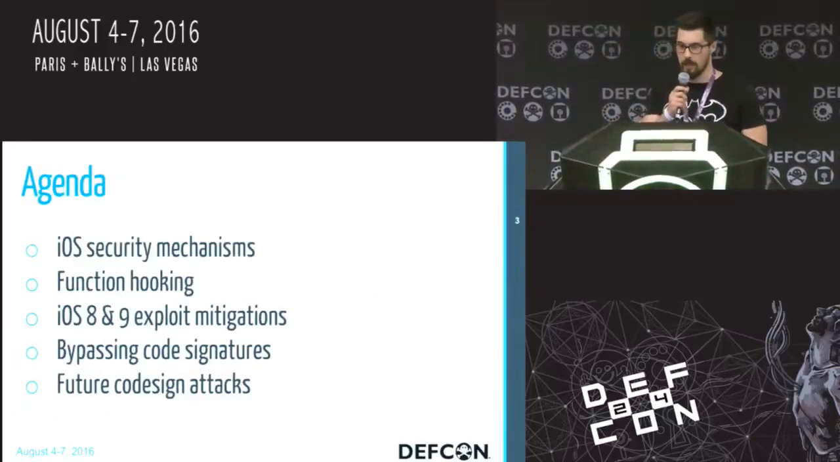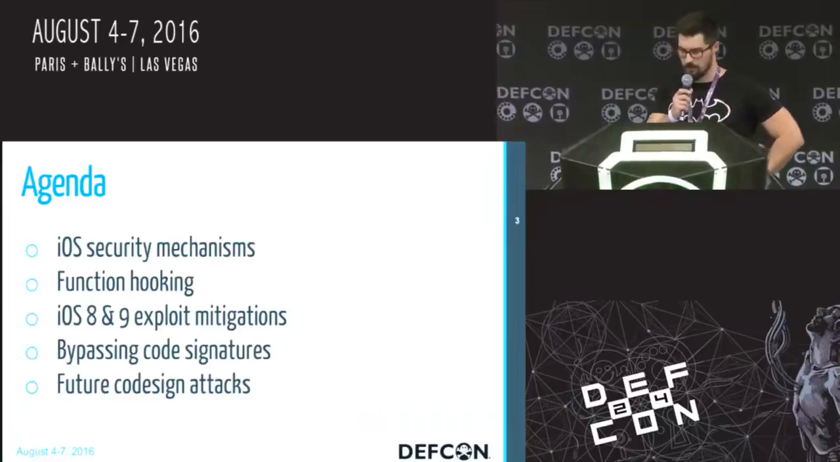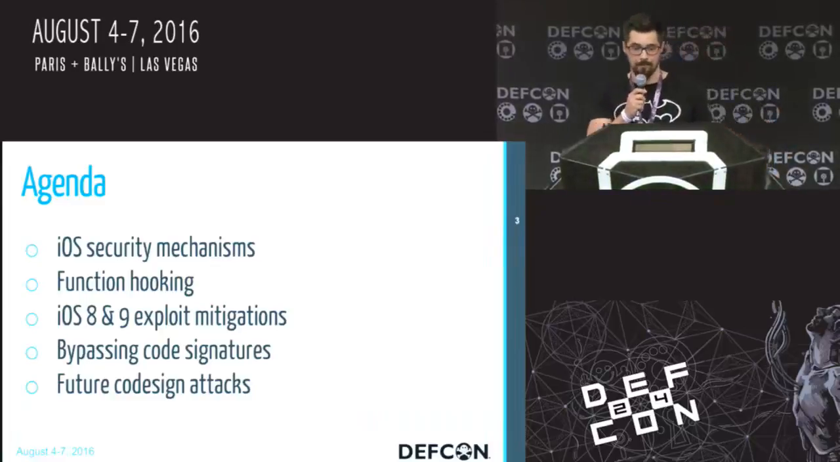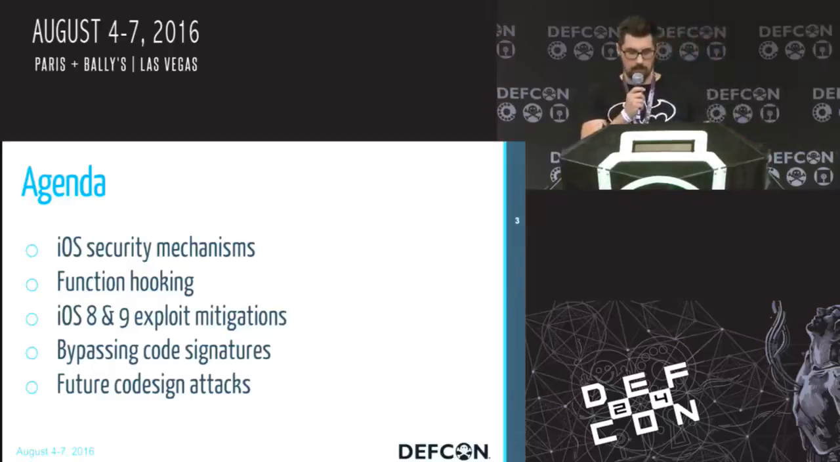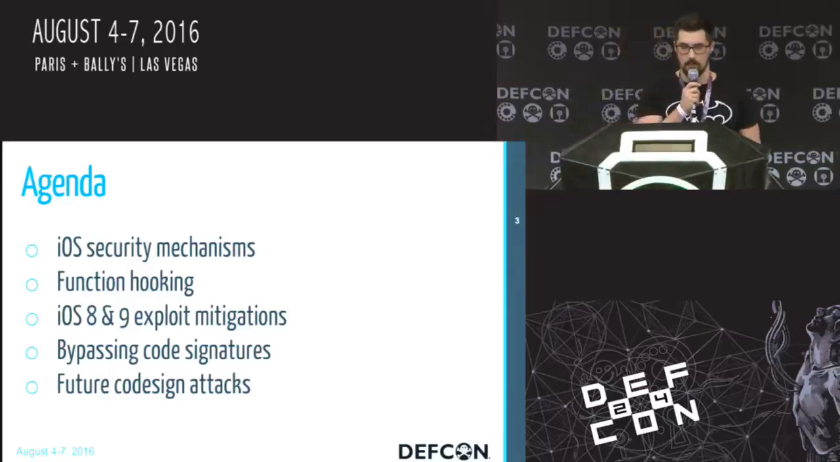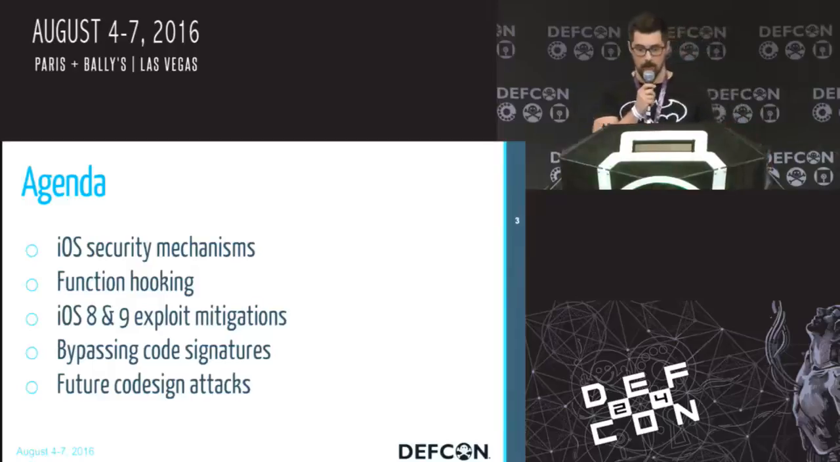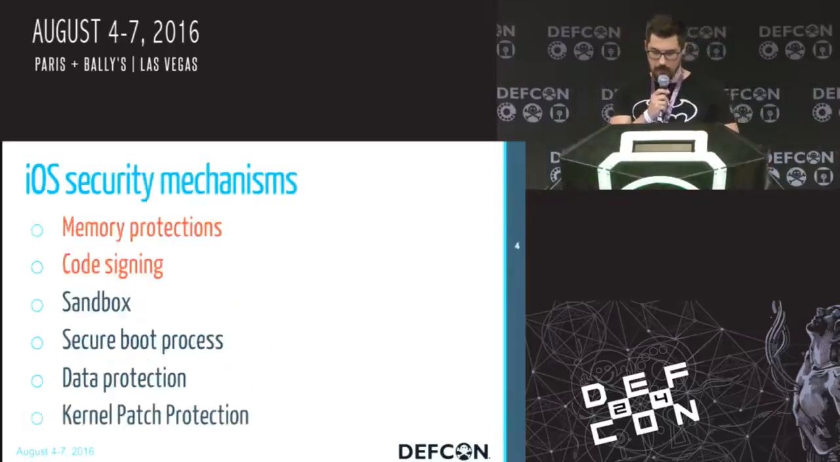So what will I cover today? First of all, iOS security mechanisms, how the iOS security stuff works. Next, a quick introduction to function hooking on iOS. I will show techniques that Apple provides to mitigate exploit development and attacks on iOS 8 and 9. And I will show a real exploit that I found on iOS 9 that allowed running unsigned code. And as a final part, we will see how future attacks on code signing may look. So what are iOS security mechanisms?